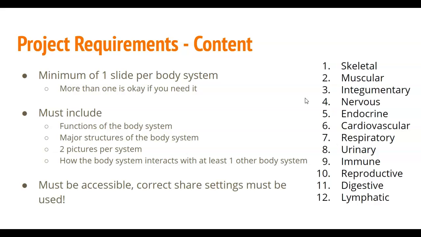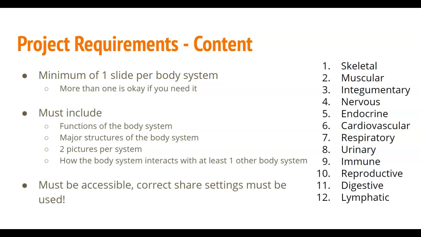Project requirements. As far as content goes, this slide details what you need to have in your slideshow. A minimum of one slide per body system. So I've listed all the body systems on the right, and you can use more than one slide per body system if you need it, but you at least need to have one per body system. So that is a minimum of 12 slides, 13 if you include a title slide. You must have the functions of the said body system, major structures of the said body system, 2 pictures, and how that body system interacts with at least one other system.